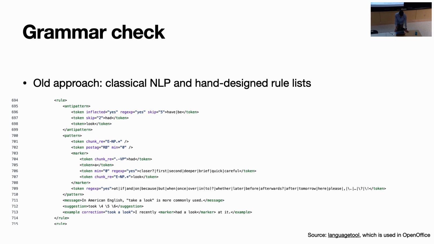The old approach of doing this was classical NLP and hand-designed lists of rules. And this stuff is actually used. Here's a screenshot from the LanguageTool library, which is used in OpenOffice, among other places. Don't try to understand the code. It's some XML from a big rule list. Basically, some people had to sit down and think very hard about what kinds of patterns appear in text commonly and are grammatically incorrect. That's a ton of work to do. It's not just writing down examples of bad grammar. You actually have to write down the rule that describes the bad grammar in a general way. So really tricky to do and a ton of work.